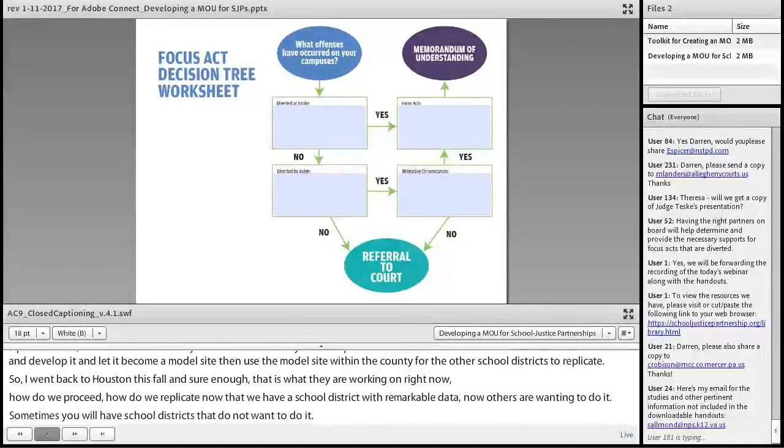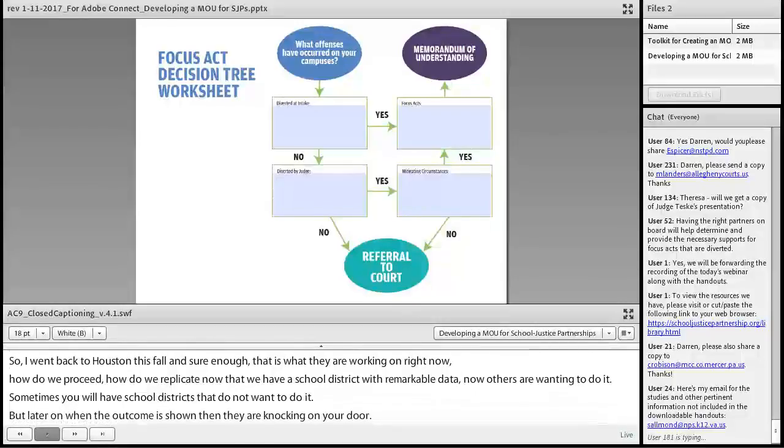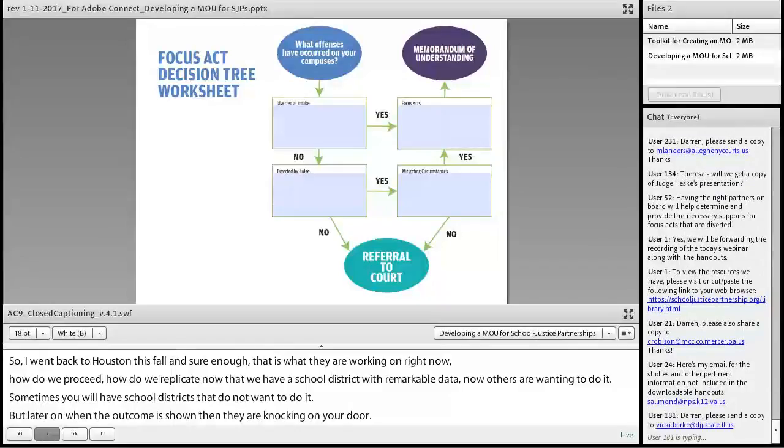All right, so there's the worksheet you see in front of you. That's for your convenience to use. You can copy that and just fill in the spaces, okay?